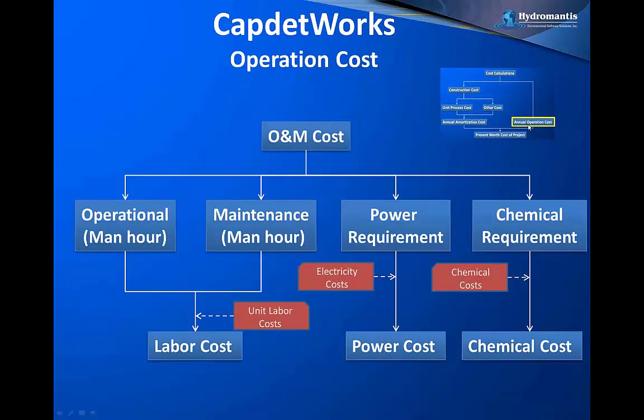The next part of the cost calculation is operation and maintenance cost. In the operation and maintenance cost, we are estimating operational man hours, maintenance man hours, power requirements, and chemical requirements. All of these estimated quantities are then multiplied with unit labor cost, electricity cost, and chemical cost to find out individual labor cost, power cost, and chemical cost for the whole layout.